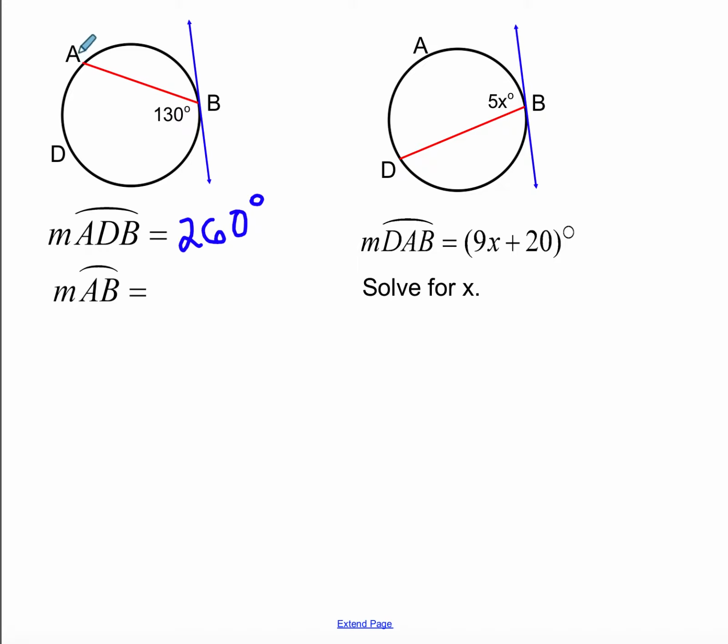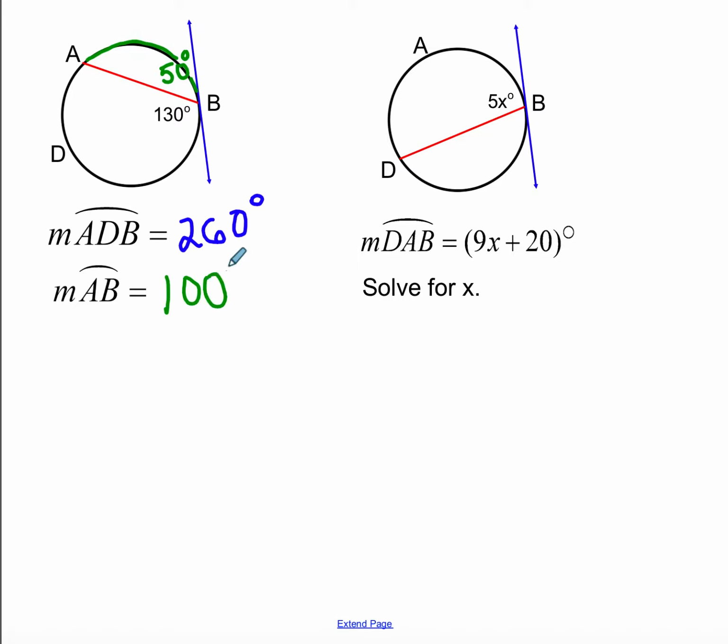And the measure of AB, how will we find that? If this is a line, then the measure of this line must be 180. You can see that this angle and this angle form a linear pair. It's been a while since we've talked about linear pairs, but a linear pair, if you remember, measures 180. So if this is 130, then this angle over here has to be 50. And if this angle is 50, then the arc it intercepts is going to be 2 times that. So 50 times 2 is 100.